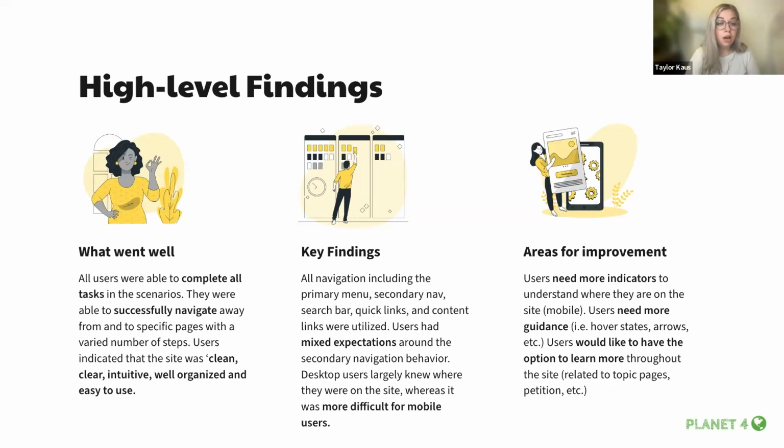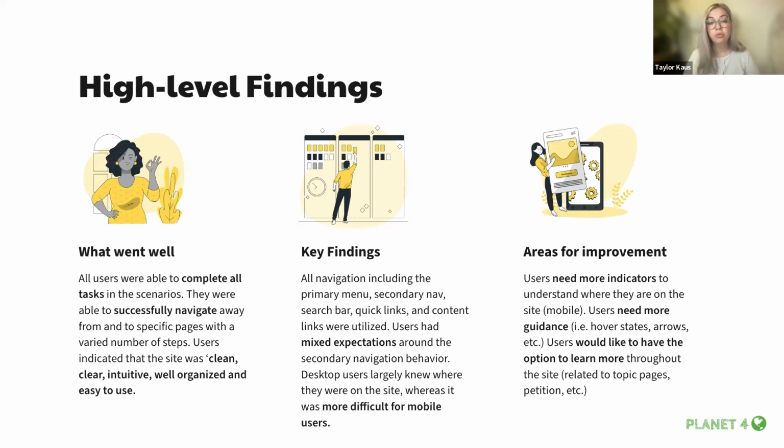So for us in our test that we had conducted, all users were able to complete all of the tasks that we laid out in the scenarios. They were able to successfully navigate away from and to specific pages with a varied number of steps to get there. Users indicated that the site was clean, clear, intuitive, well-organized, and easy to use. All of the navigation elements we wanted to test were utilized, but users had mixed expectations around the secondary navigation behavior. So that was something that prompted us to look into further after these tests were done.